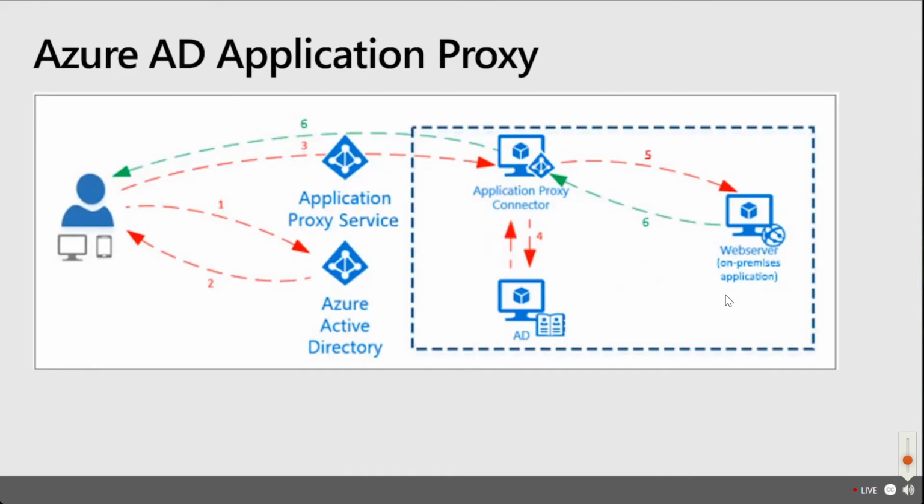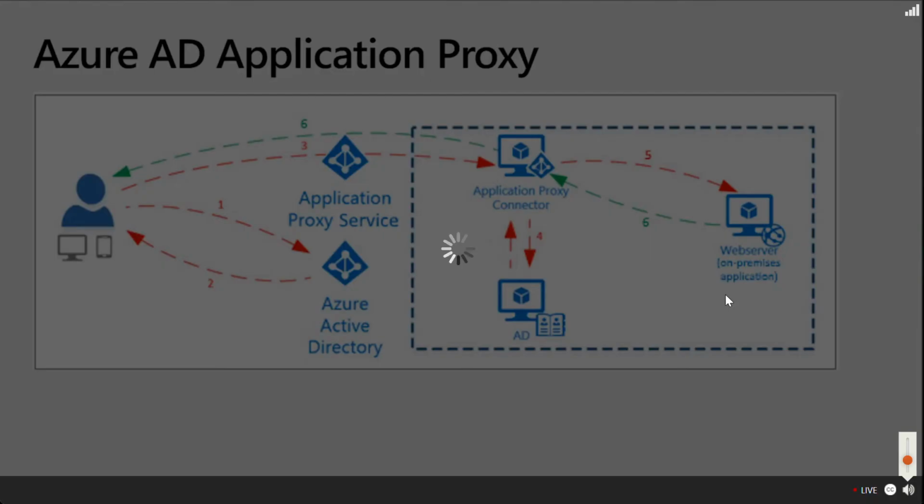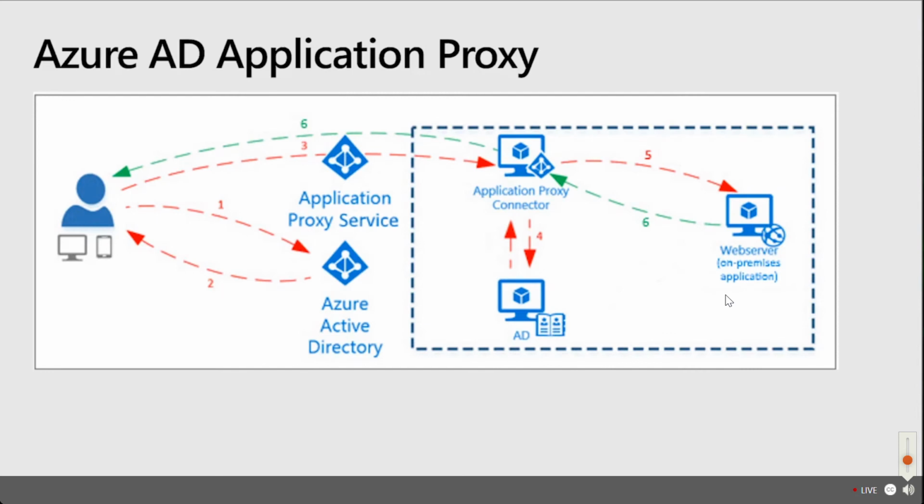So in this particular diagram, let me talk you through how this works. In step 1, the user connects to the application through a publicly available endpoint. When they do that, they perform Azure Active Directory sign-on using the application proxy service. That proxy service returns the user principal name and security principal name from the token.